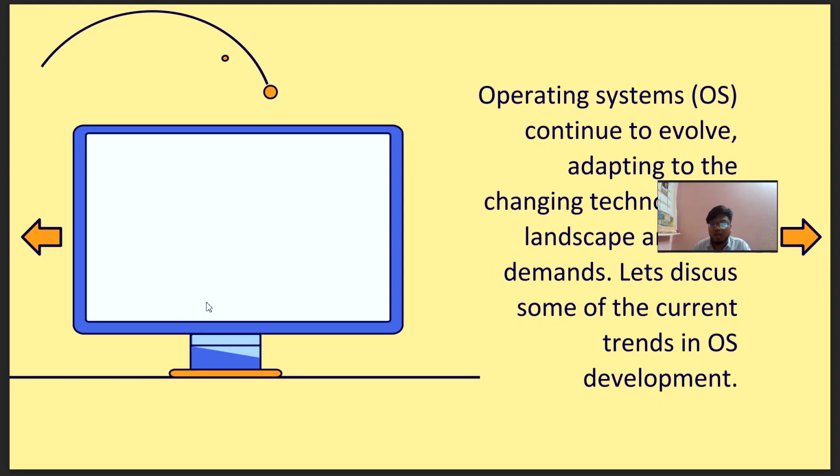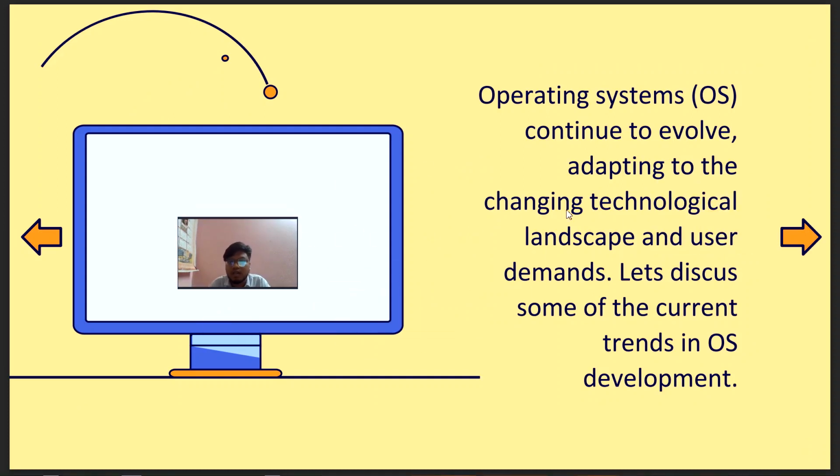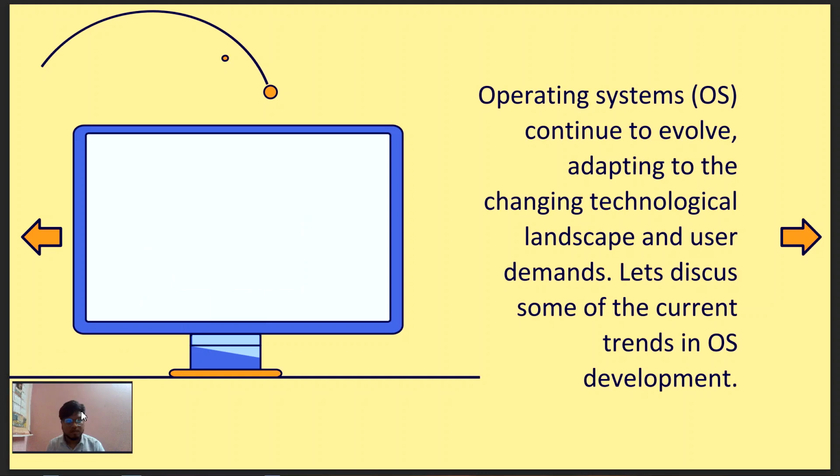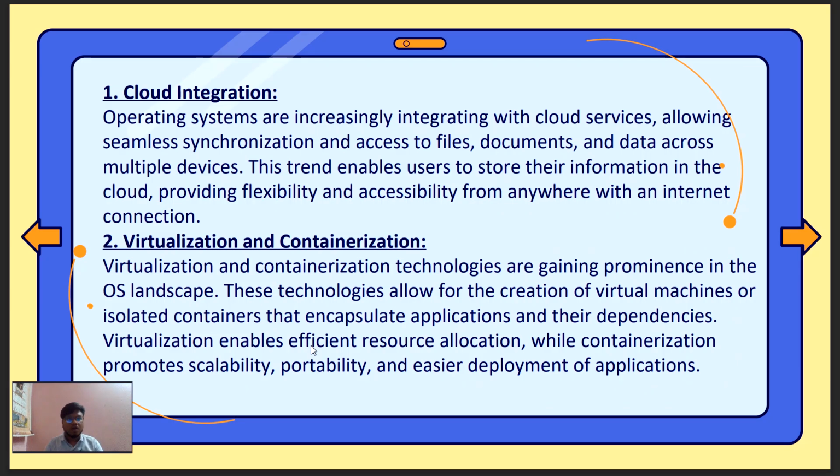Operating systems continue to evolve, adapting to the changing technological landscape and user demands. Let's discuss some of the current trends in operating system development. Cloud integration. Operating systems are increasingly integrating with cloud services, allowing seamless synchronization and access to files, documents, and data across multiple devices. This trend enables users to store their information in the cloud, providing flexibility and accessibility from anywhere with an internet connection.